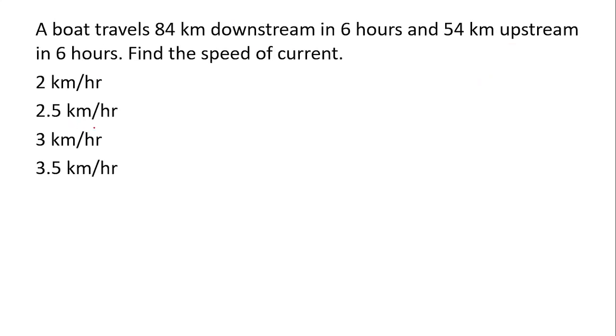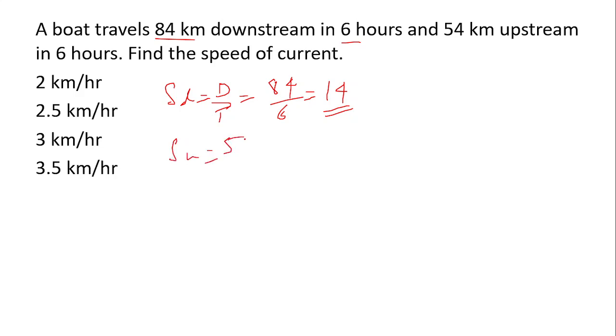Let us solve one more question. A boat travels 84 km in 6 hours downstream. So speed downstream is distance by time. Distance is 84, time is 6. So 6 ones are 6, 6 fours are 24, that is 14 km per hour. In the same way upstream, SU, 54 km they have given, 6 hours. So this is 9 km per hour.